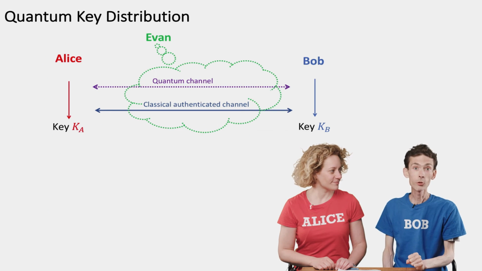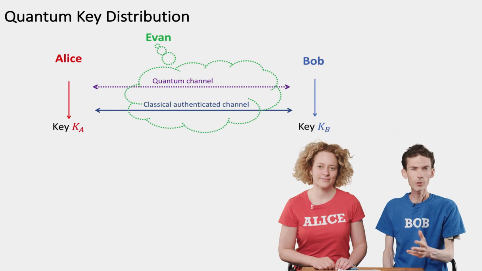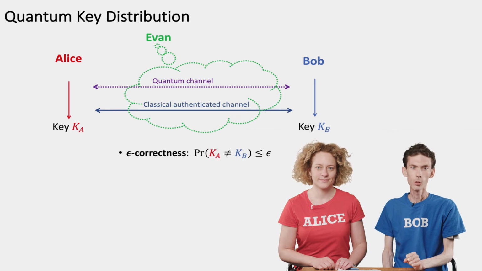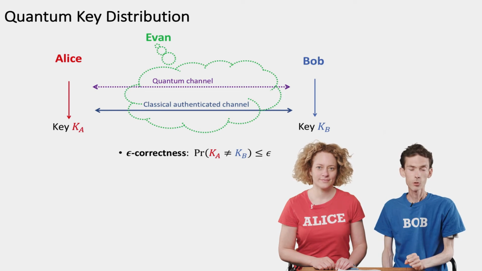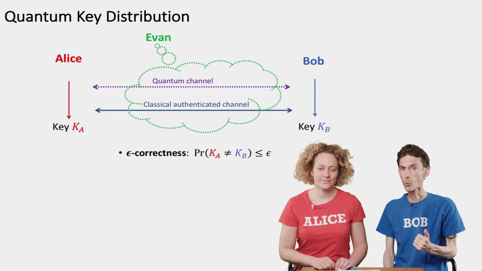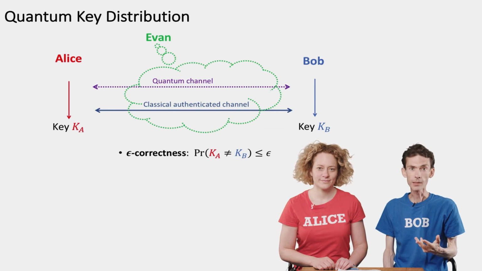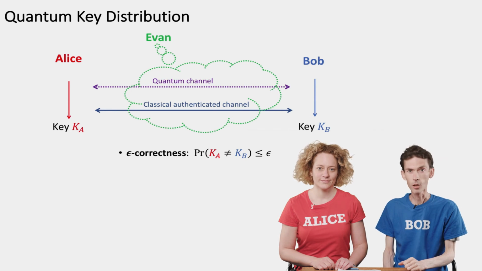So what are we trying to achieve here? The end goal remains the same. The first thing that we want, of course, is for the protocol to be correct. So what this means is that whatever happens, except with tiny probability at most epsilon, the key Ka that Alice obtains should be perfectly identical to the key Kb that Bob obtains.